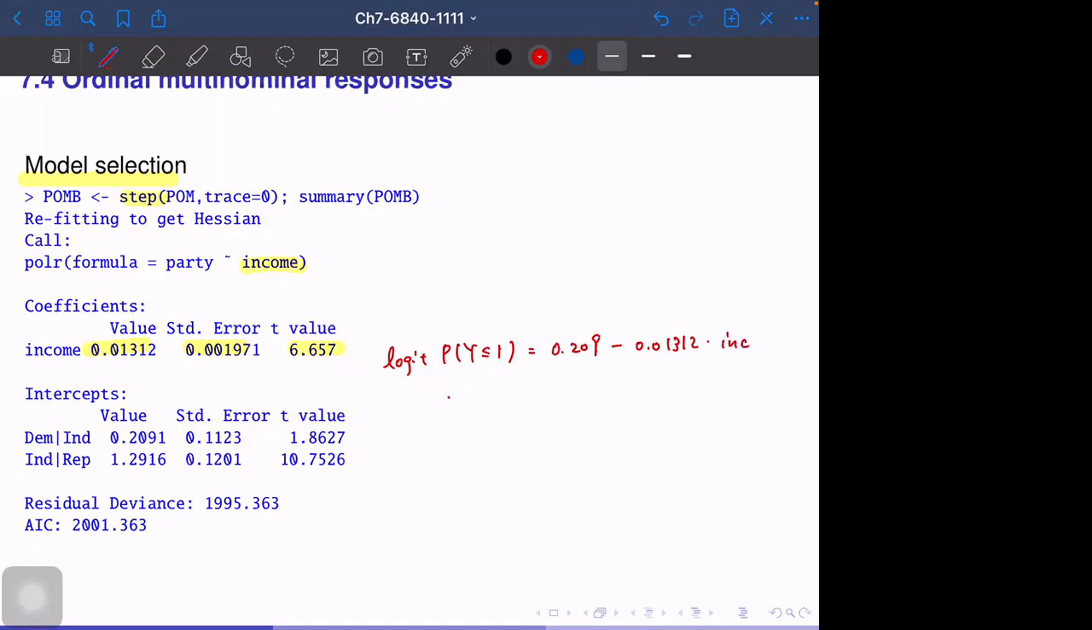And Y less than or equal to 2, that is either Democrat or Independent, then this number becomes 1.29. Then again, the beta part is the same. So this is the model indicated by this output.